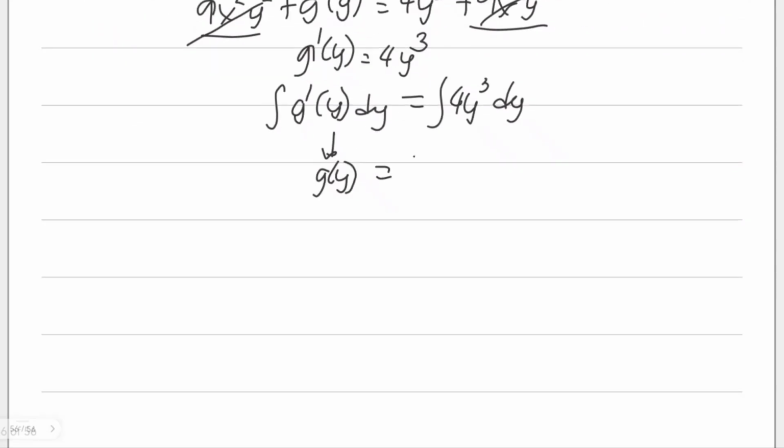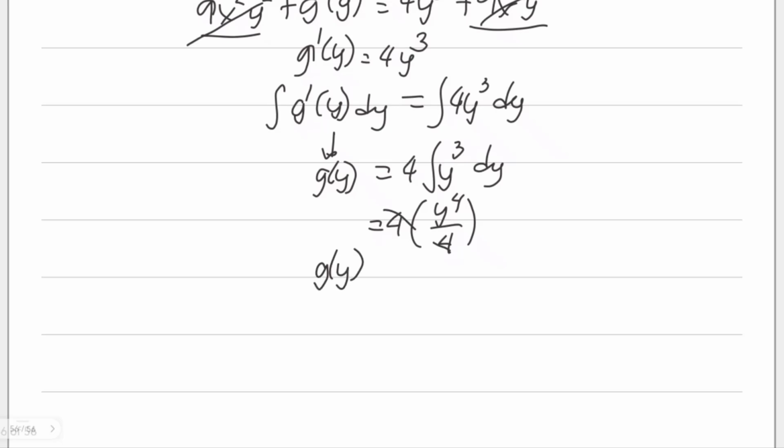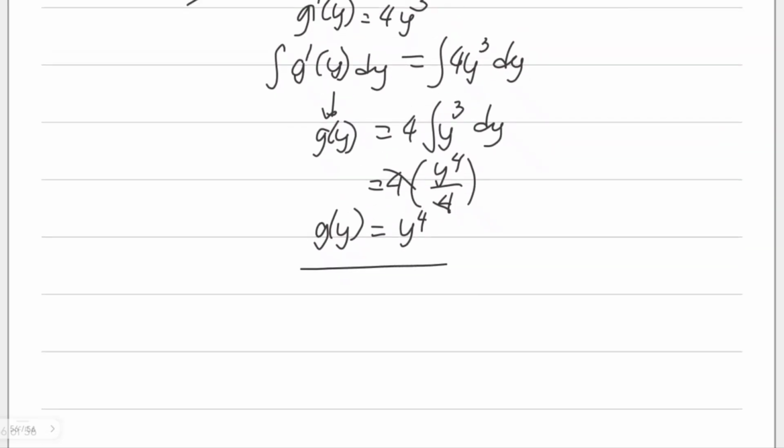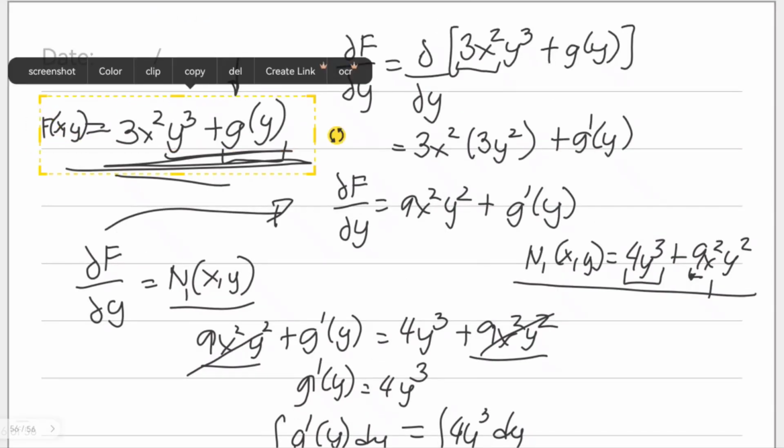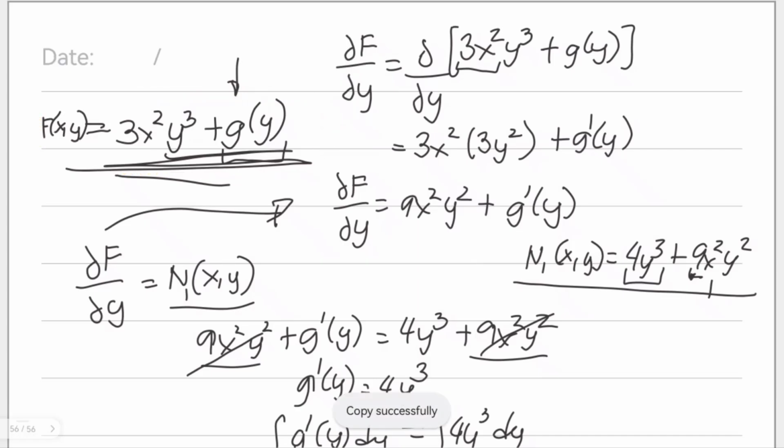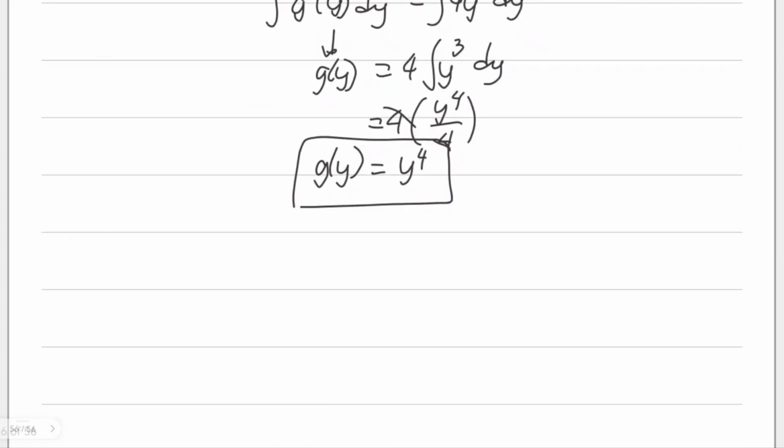On this other side, you can take the integral of 4y cubed dy. That's actually 4 times y to the power of 4 over 4 plus c. Just in the meantime, let's not add c there, so this will be removed. So g of y is simply equal to y to the power of 4. So with this, last two steps.